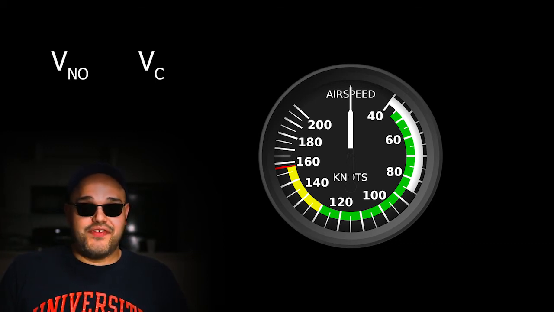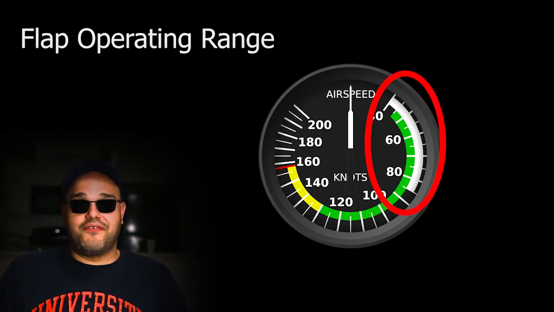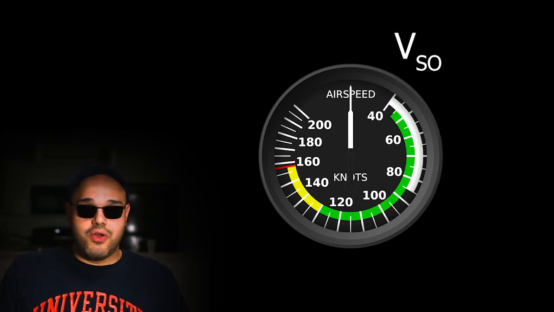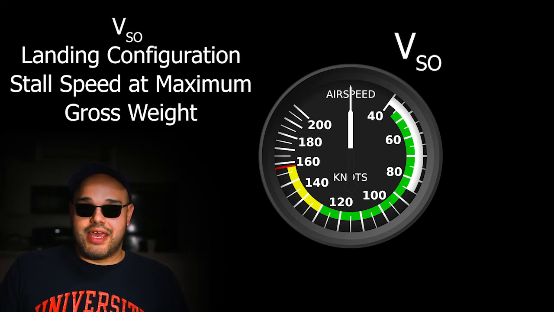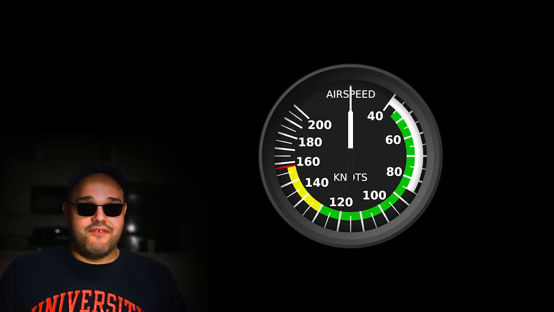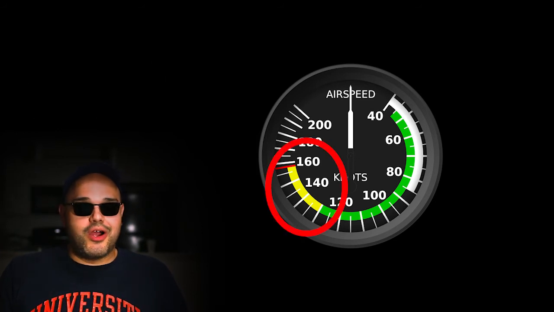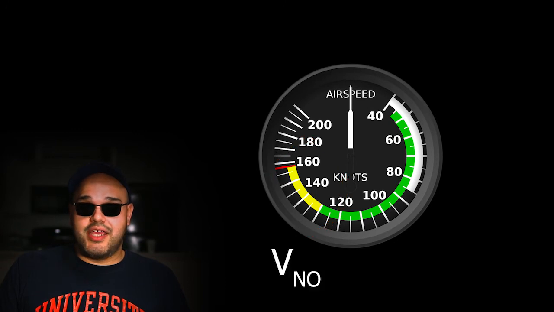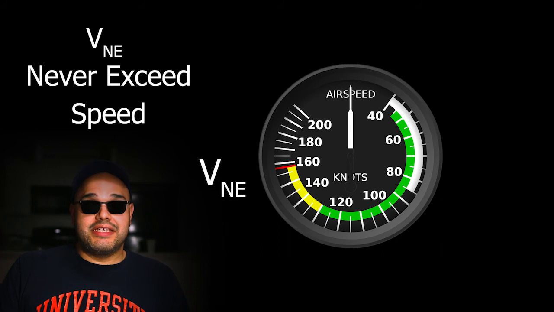In most cases, VNO and VC are equal, but in some cases, VNO is lower. The white arc, which denotes the flap operating range, is bound at the low end by VSO, which is the landing configuration stall speed at maximum gross weight, and at the high end by VFE, which is the maximum flaps extended speed. The yellow arc, which denotes the caution range, is bound at the low end by VNO, and at the high end by VNE, which is the never exceed speed.